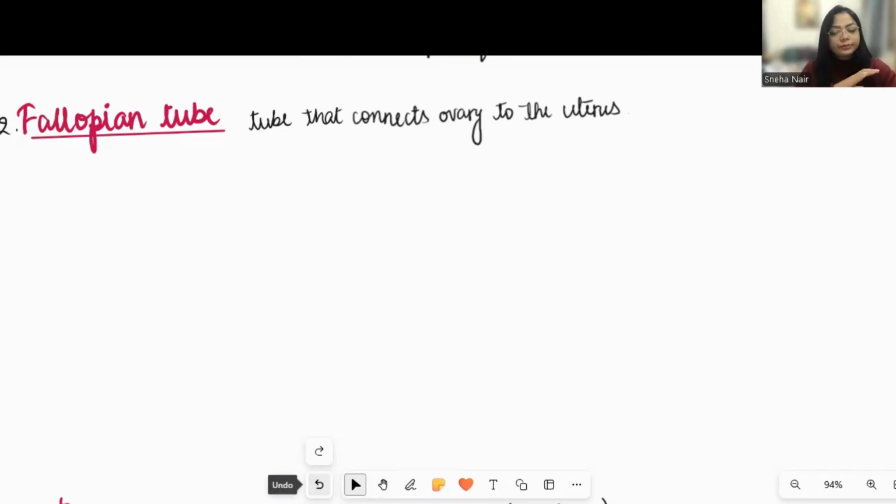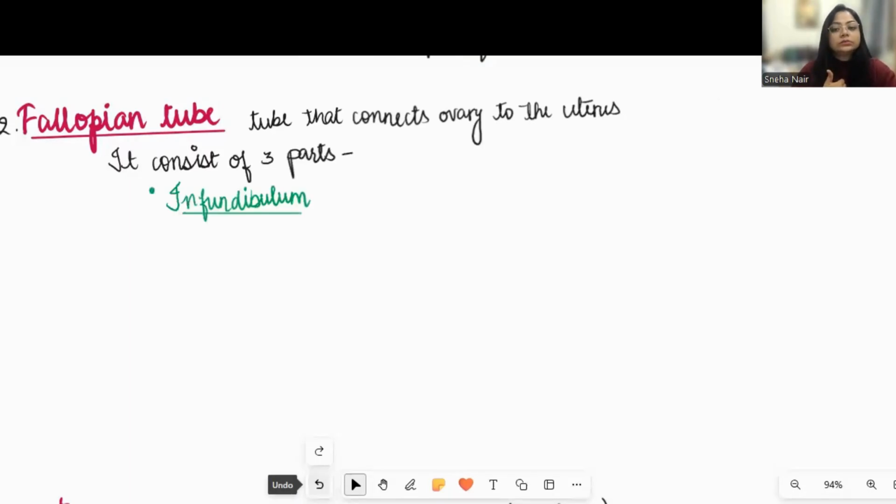The fallopian tube is divided into three parts. It consists of the infundibulum, the second part is the ampulla, and then the isthmus. Now, the infundibulum is a funnel-shaped structure. So if the ovary is present here, there is an infundibulum present next to the ovary. So the infundibulum is the part that is closest to the ovary.